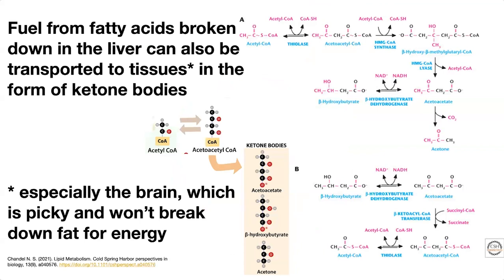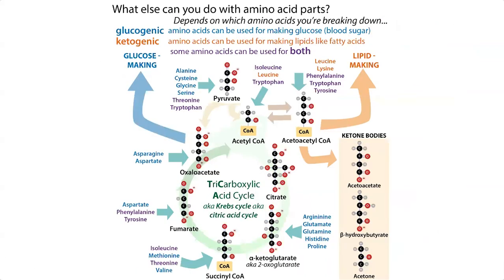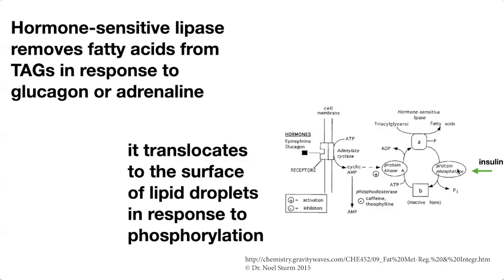Fats aren't the only way that you can get these ketone bodies. They can also be produced by some of the amino acids. Key takeaways: our fatty acid synthesis is going to be happening in the cytosol of our liver and of our fat cells.